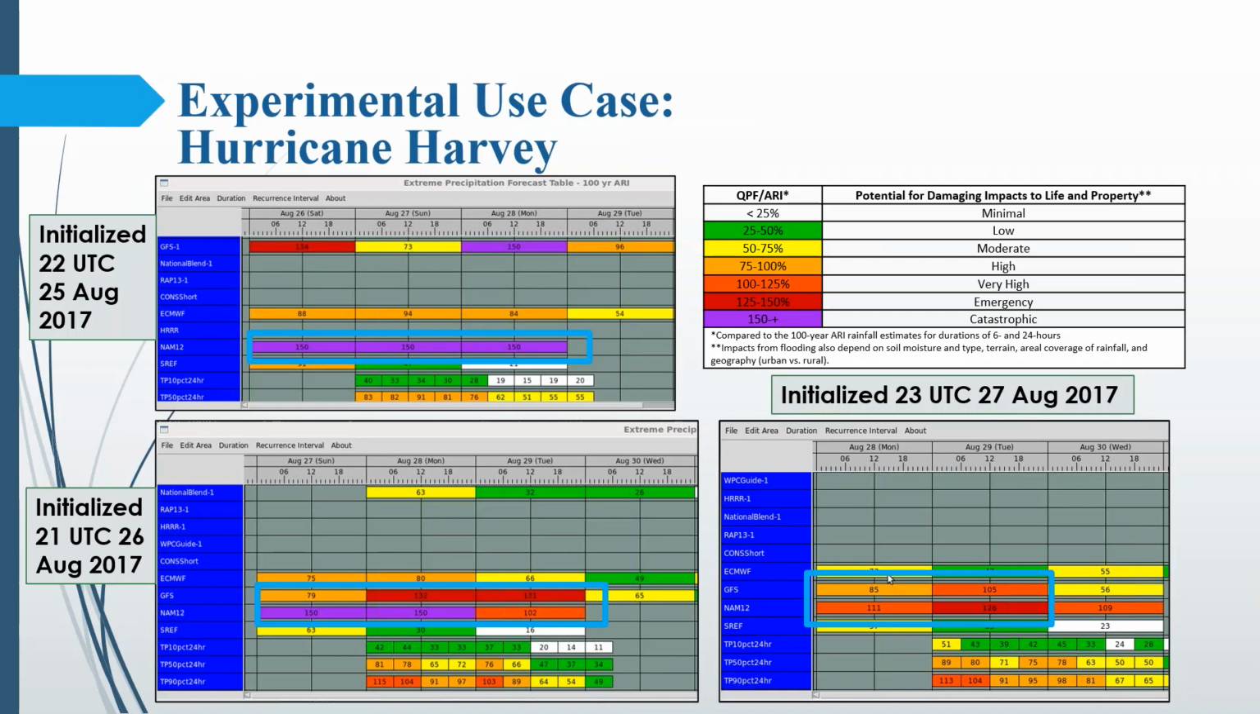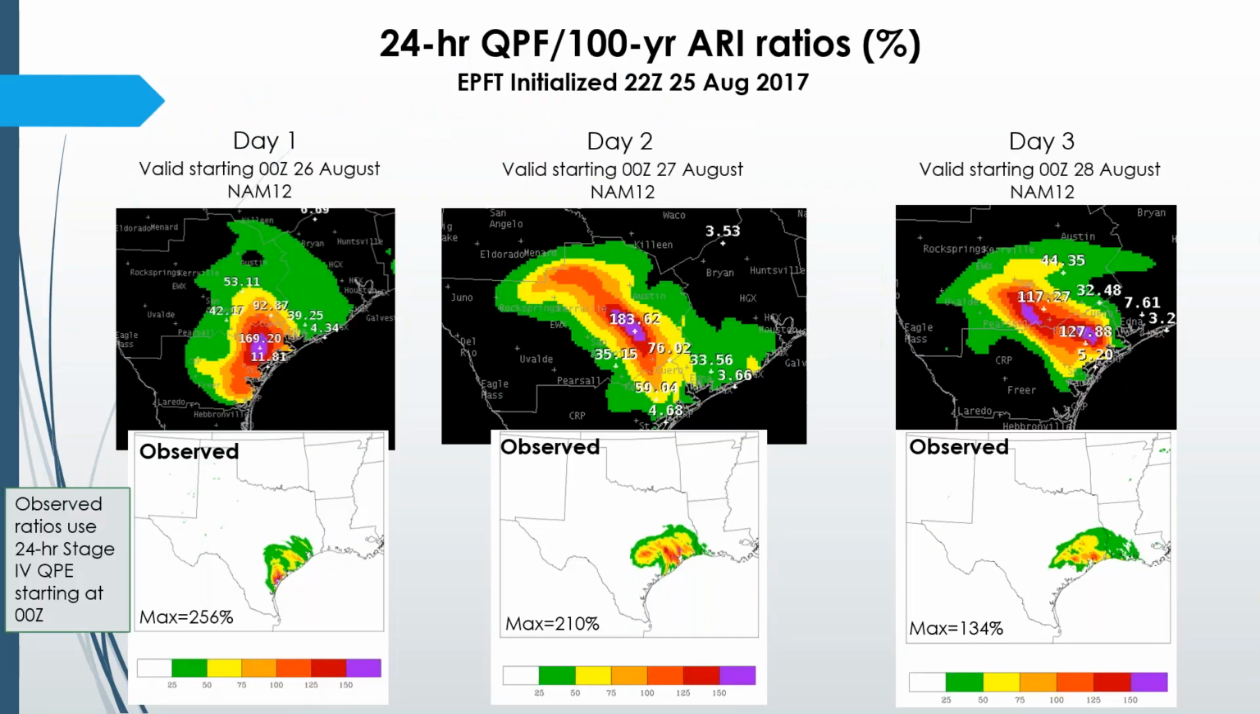Now I'm going to show you some images that were collected from these tables in comparison to the QPE. So from the first day, from when I ran it on August 25th, we have 3 grids from the NAM. And if you look at the observed, which is the 24-hour stage for QPE over the same time period, the NAM definitely captured values exceeding 150%, and observed values had exceeded 150%. The NAM might not have captured an unprecedented rainfall because the max value for day 1 actually exceeded 256%.